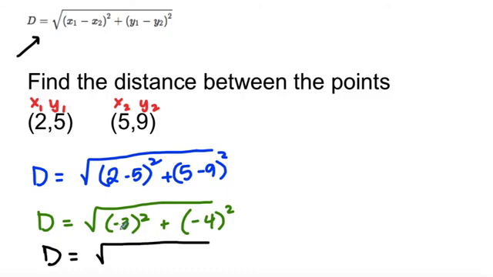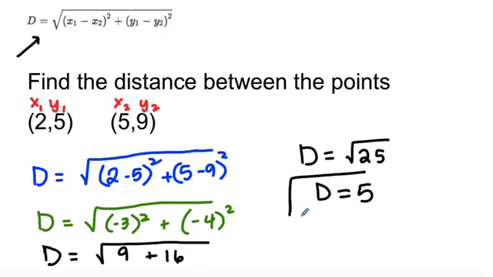Now I plug them right into the formula. I do (2 minus 5) squared plus (5 minus 9) squared, okay? And then I get 2 minus 5 is negative 3, squared, plus negative 4 squared. And then I get d equals, all right, I have to simplify. So negative 3 squared is 9, negative 4 squared is 16. So I get d equals the square root of 25, so d equals 5. So that's how you use the distance formula to find the distance between 2 points.